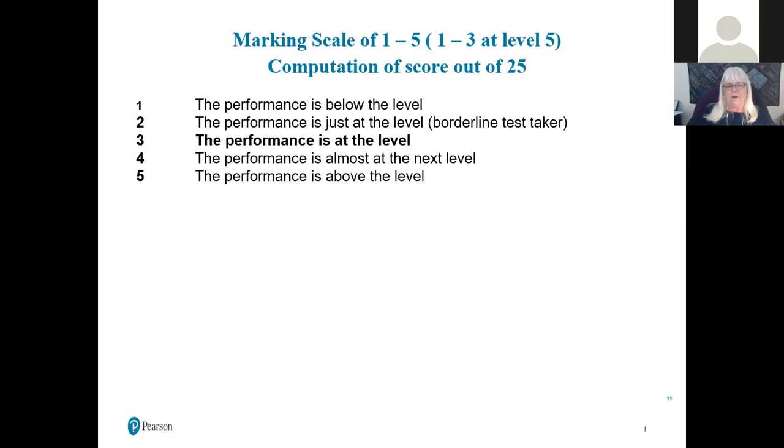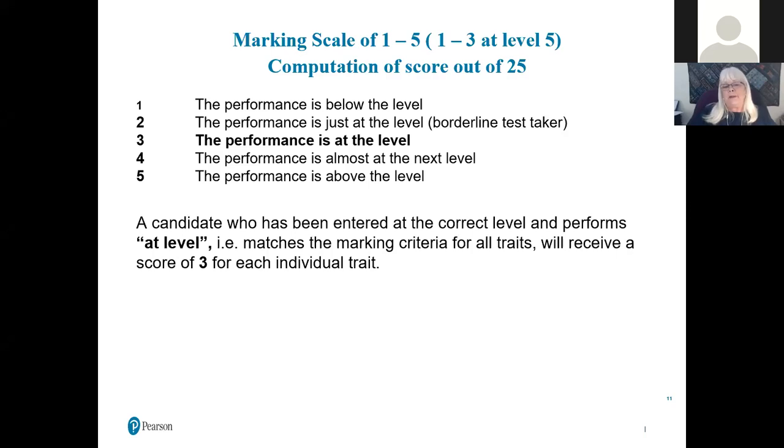So if we're marking, say, level 3, we're constantly looking at level 2 and level 4 as well, looking at those criteria to make sure that we are marking it accurately. So a candidate who's been entered at the correct level and performs at level, for example, matches the marking criteria for all the traits, will receive a score of 3 for each individual trait because they're at level.